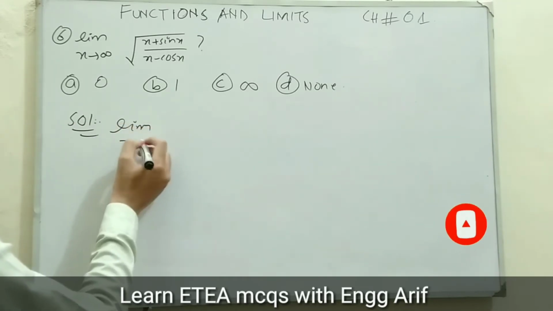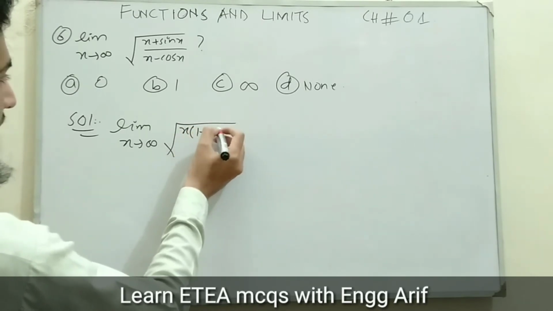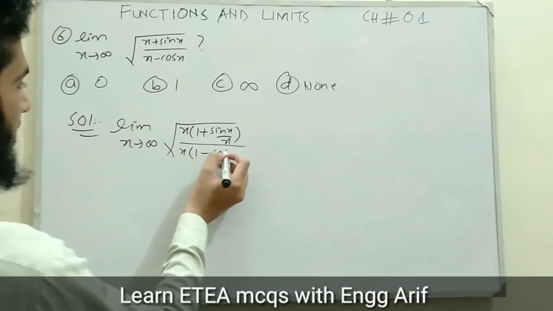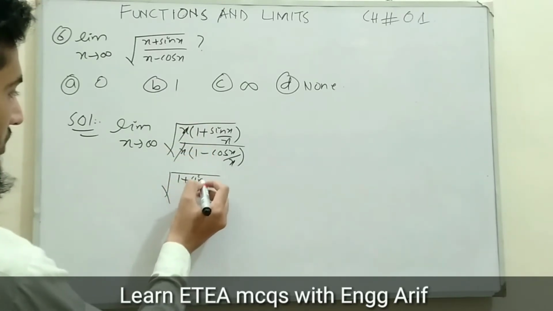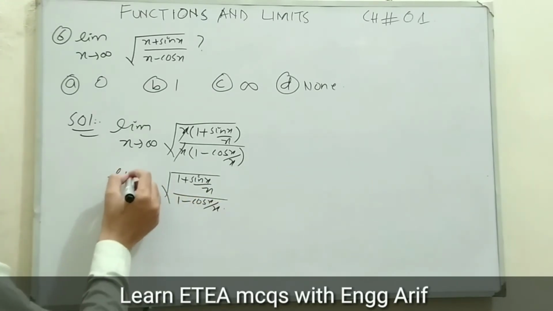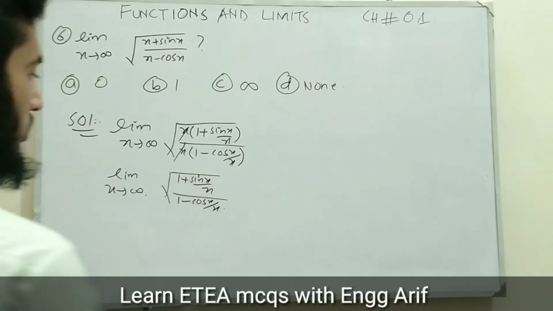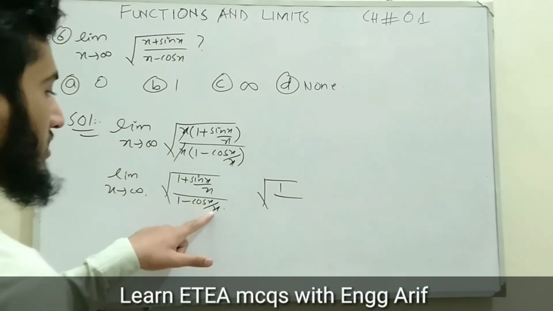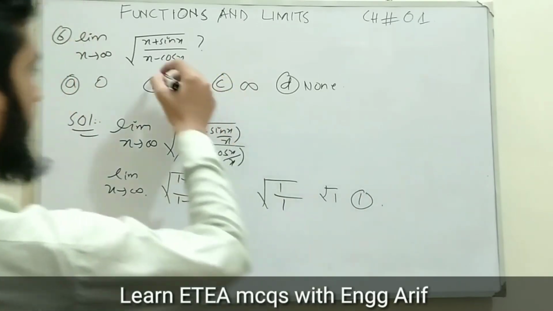Limit x approaches infinity. In the numerator, let's suppose I take out x common, so we are left with 1 plus sin x divided by x. And in the denominator, I also take out x common, so we are left with 1 minus cos x whole divided by x. x is cancelled out with x. In the numerator we are left with 1 plus sin x divided by x, in the denominator 1 minus cos x divided by x, and limit x approaches infinity. So sin infinity over infinity, we know that it is equal to 0. So we are left in the numerator with 1, and in the denominator cos infinity over infinity is always equal to 0. So we are left with 1. So under root of 1 over 1 gives us under root 1, and under root 1 is equal to 1. So the correct option is option B.